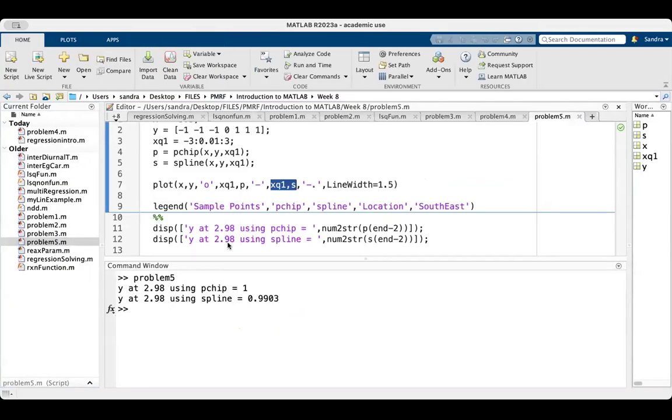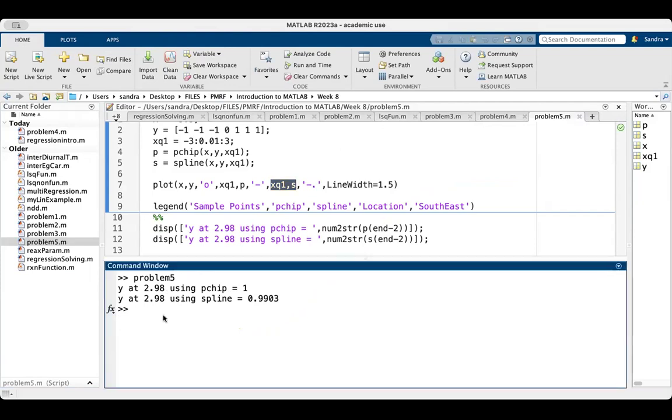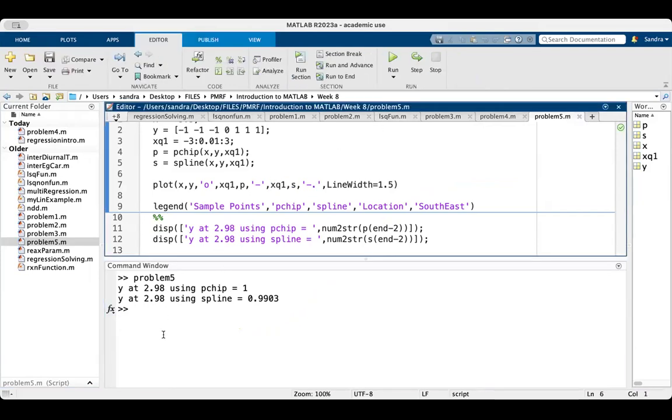Now let me look at the value. If I'm using pchip, my y value is 1 at 2.98, and if I'm using spline, my y value is 0.9903. Yeah, you've got the right answer, Vikash. I hope others have also understood what we have discussed here. Do you have any doubts?